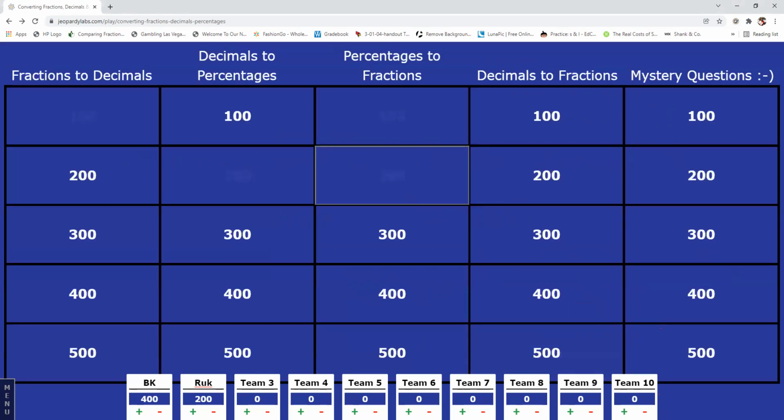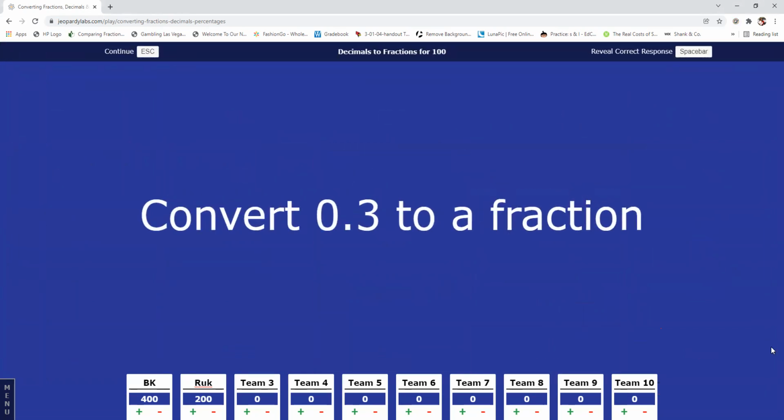All right, so let's go into decimals to fractions, which is just piggybacking off what we just did. Convert 0.3 to a fraction. So the answer is 3/10.